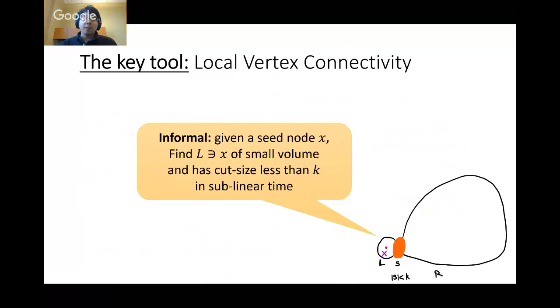But informally, what is this tool? It is called local vertex connectivity. And informally, it does the following. Given a seed node X, it will find a set L that contains X, has small volume, and has a cut size less than K, in sublinear time. Basically, this is exactly what we want.